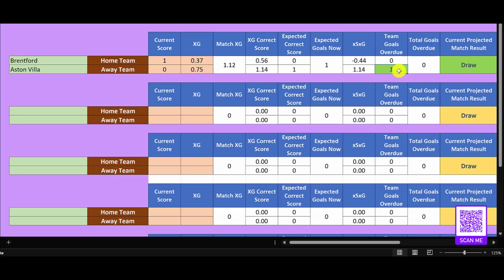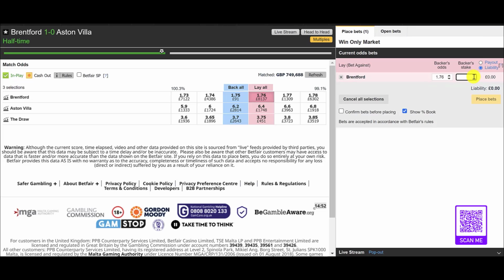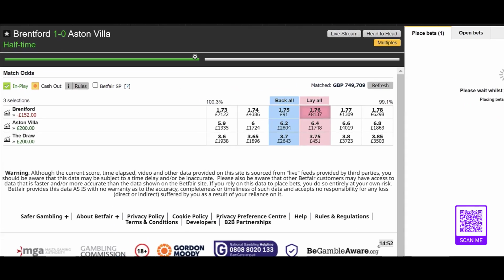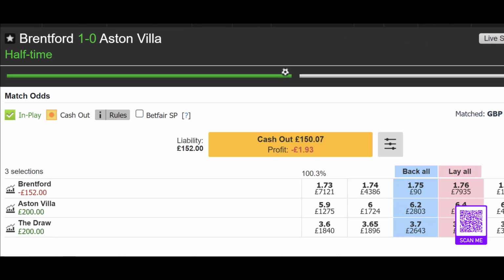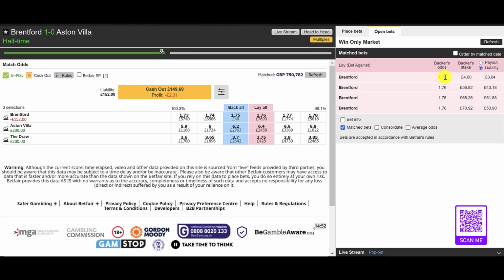So based on this, we would want to be going against Brentford, okay? So they might be winning, however, we're forecast to be a draw, and Aston Villa are due a goal. So anyway, let's get involved. Lay Brentford. That's going to be our opening position. And from a football trading perspective, remember, it's like we're asking ourselves, which way is this stock going to go? Is it going to go down or up? Okay, we think this price is going to go up, so we are laying it at 1.76.